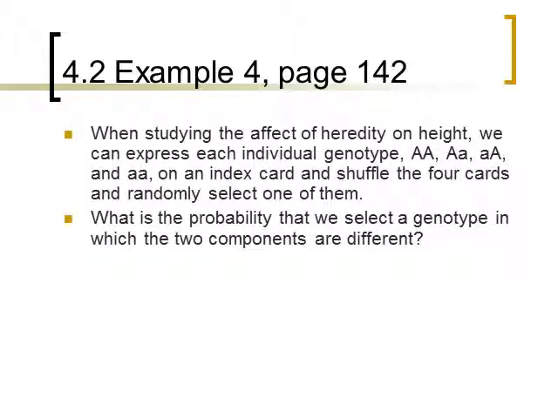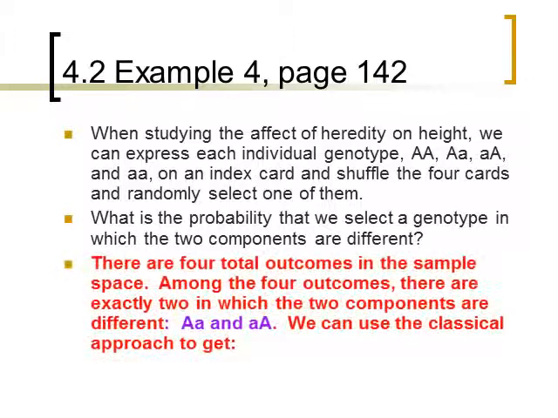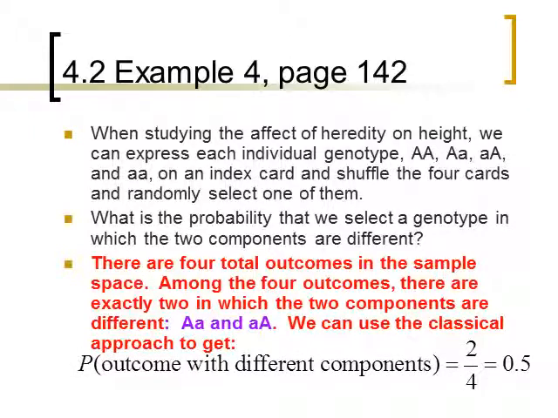Well, if we're looking for the 2 components to be different, which of the answers above are we looking for? Well, if they're different, that means that we're looking for one of them to be capital and one of them to be lowercase. And if we look above, there's 2 different cards that have that. So we have 4 total outcomes in the sample space because we have 4 total cards. Among the 4 outcomes, there are exactly 2 in which the 2 components are different. So we can use the classical approach to get that P of the outcome with different components is equal to 2 cards out of 4 cards total, and that divides to equal 0.5.